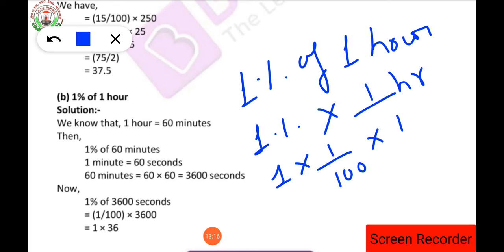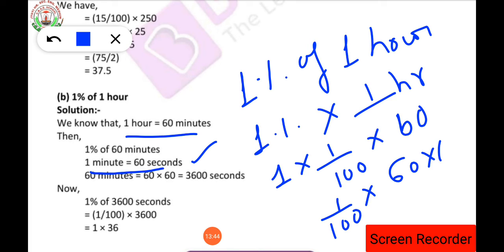Now we know that 1 hour is equal to 60 minutes. So in place of 1 hour we can write 60, isn't it? Because 1 hour is equal to 60 minutes we are having. So in place of 1 hour we can write 60. Now 1 minute is equal to 60 seconds, that also we are having, isn't it? So here 1 upon 100 into 60 into 60. Why is it 60 into 60? Because 1 minute is also equal to 60 seconds, isn't it? So these 60 minutes will be converted into seconds. So it will be multiplied with 60.